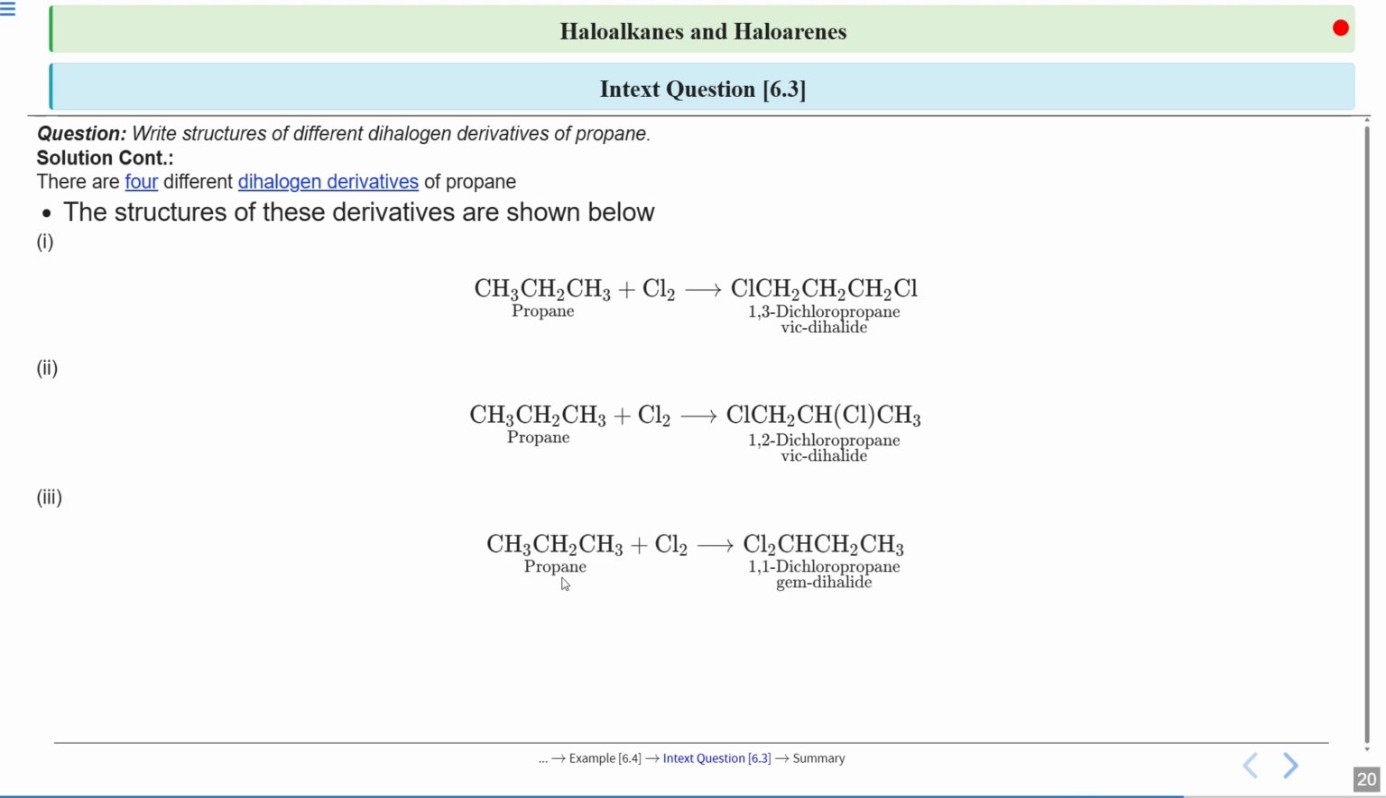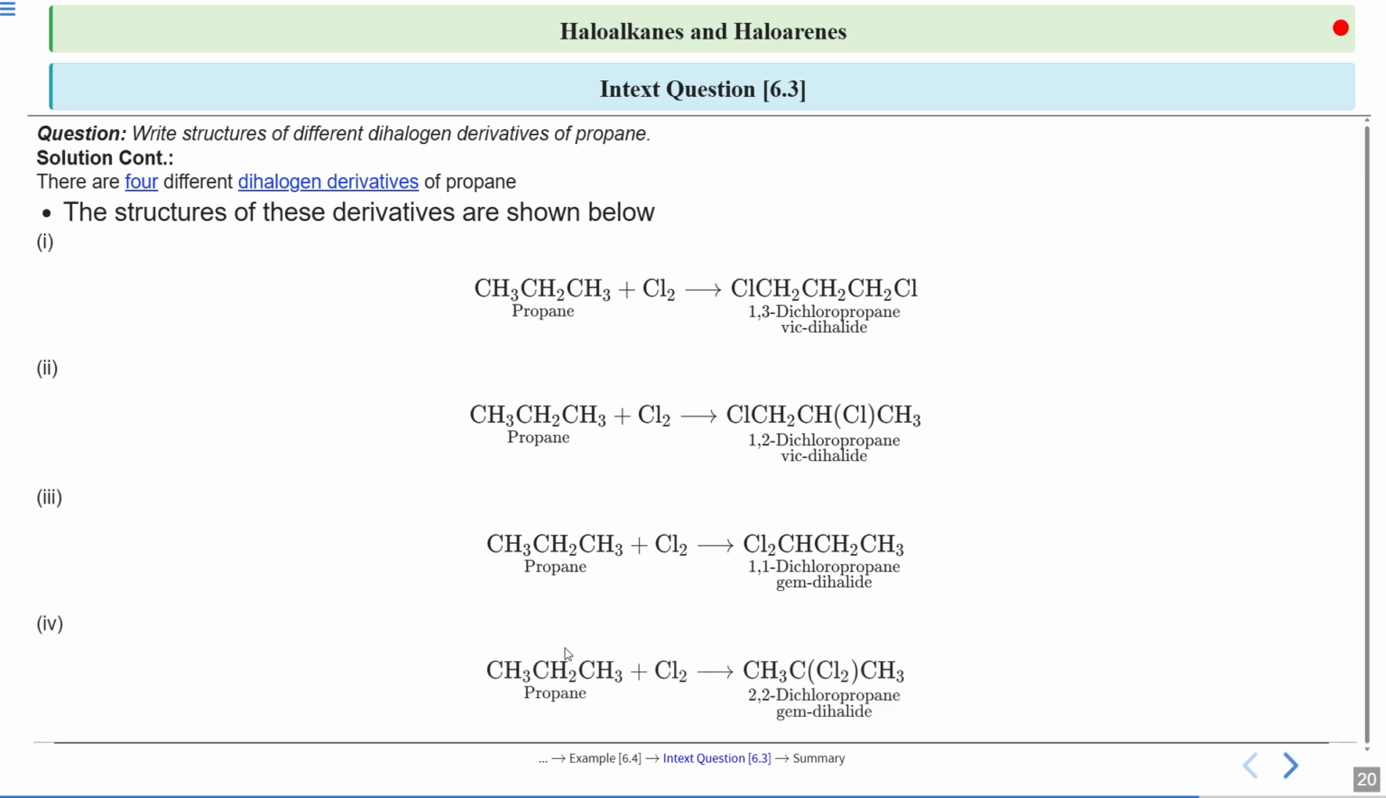The third you will obtain after the reaction of propane again with the chlorine molecule: 1,1-dichloropropane. This is a geminal dihalide, because both chlorine atoms are attached to the same carbon. So this is 1,1-dichloropropane containing 2 halogen atoms in it. This is the third dihalogen derivative of propane.